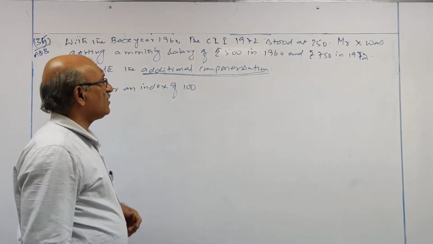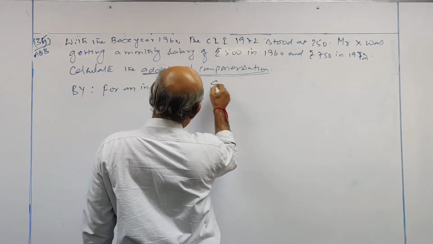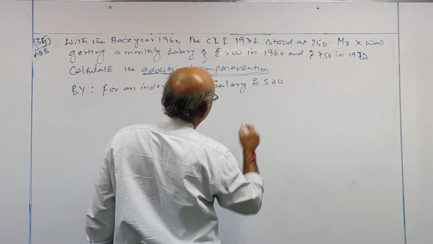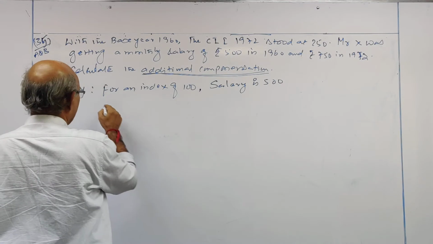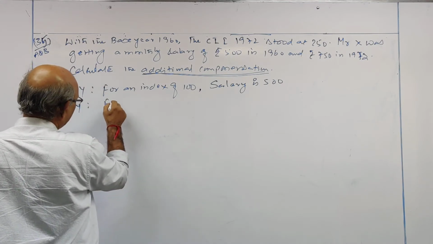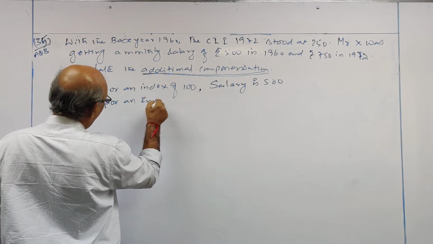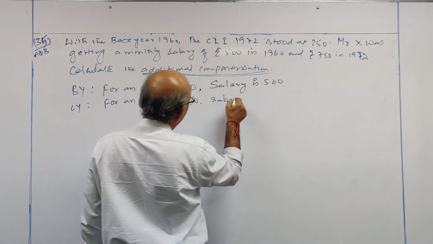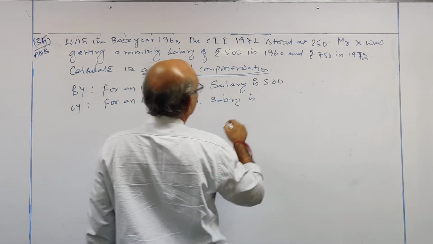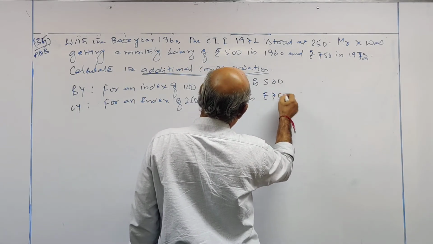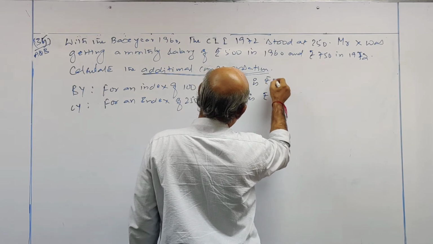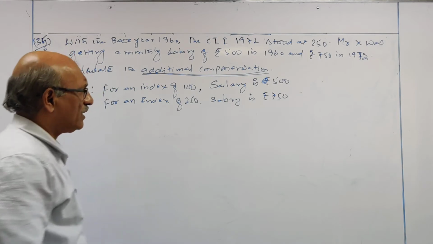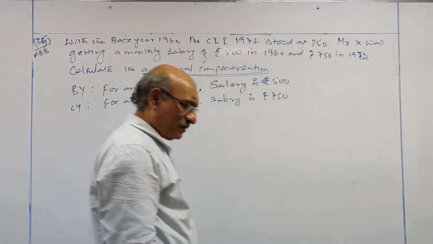So for an index of 100, salary is rupees 500. So let us go for the current year. For an index of 250, salary is rupees 750. Here also you can write rupees 500. Salary is rupees 500 for the base year.